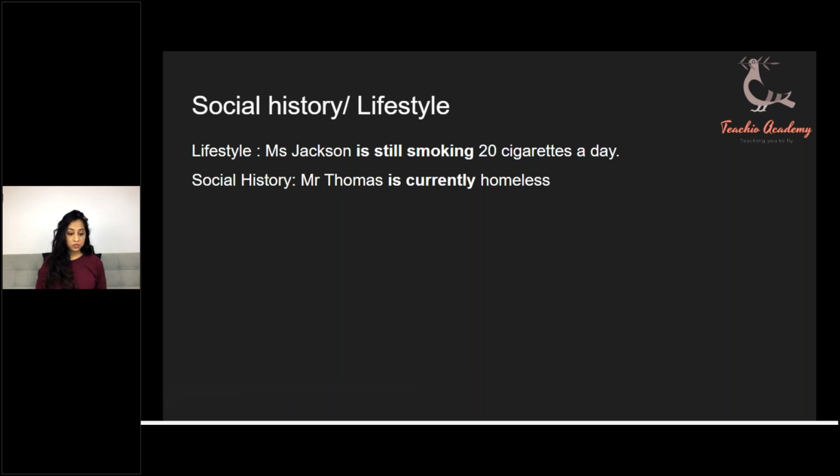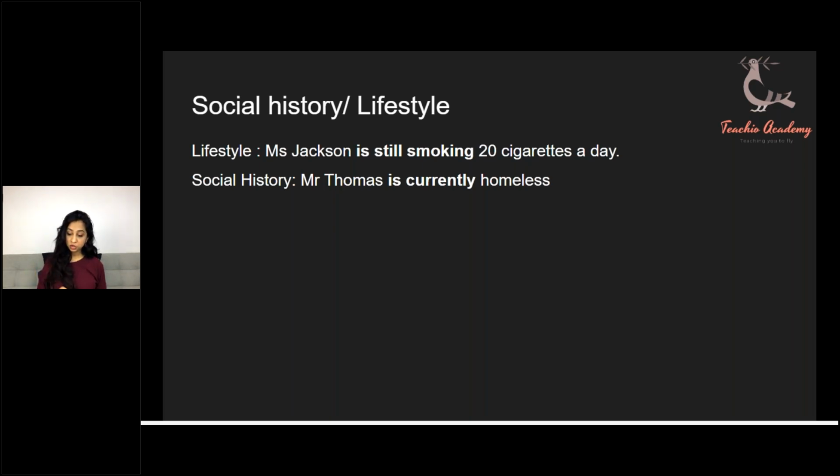Okay. Social history and lifestyle. When you're writing the letter, the social history and the lifestyle is still being followed by the patient. At the time of writing your letter, the patient is still doing those things. Notice the tense that I've used. I've used the present continuous tense.